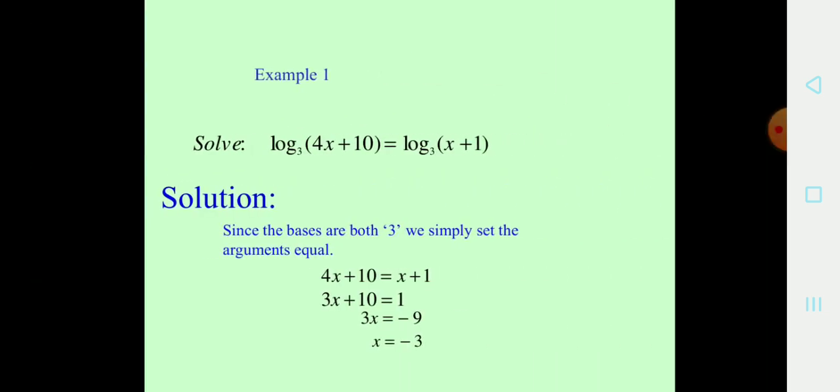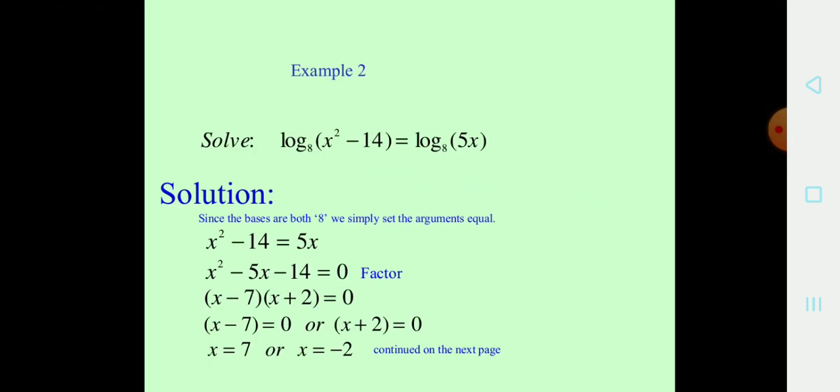Example number 1. Solve log base 3 of (4x + 10) equals log base 3 of (x + 1). Solution: since the bases are both 3, we simplify. Set the arguments equal: 4x + 10 equals x + 1. So 3x + 10 equals 1. 3x equals negative 9. So x equals negative 3.